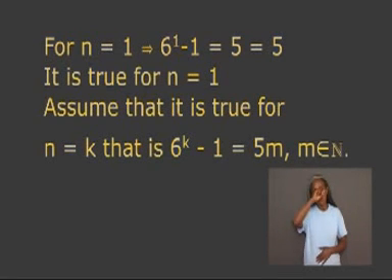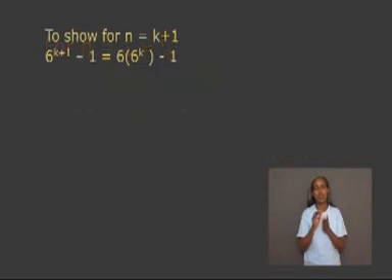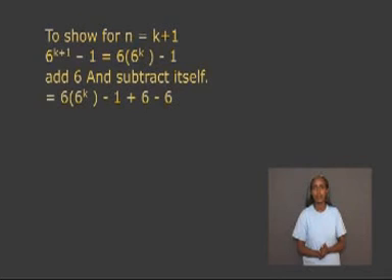Assume that n equals k, where 6 to the power of k minus 1 equals 5m, m being a natural number. Then 6 to the power of k plus 1 minus 1 equals 6 times 6 to the power of k minus 1. We then add 6 and subtract 6. We rearrange the equation.